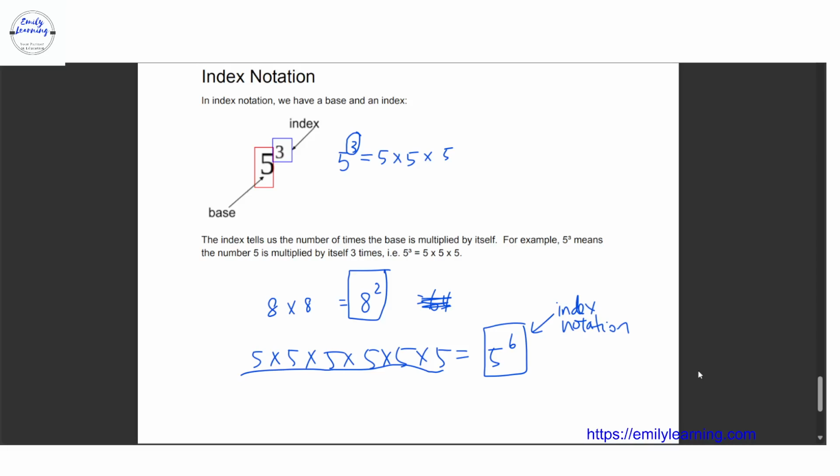Something to note, some common mistakes that some students make. Plus has nothing to do with index notation. So if you have 5 plus 5 plus 5, it is equal to 3 times 5. It is not equal to 5 cubed. You need to multiply. So it must be multiplication. It cannot be a plus.